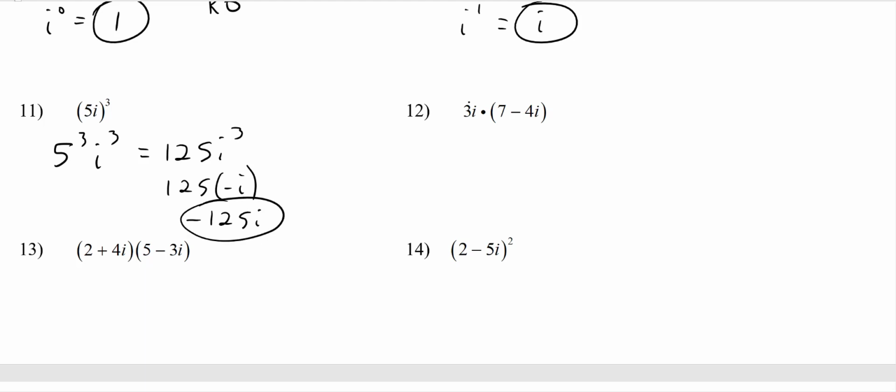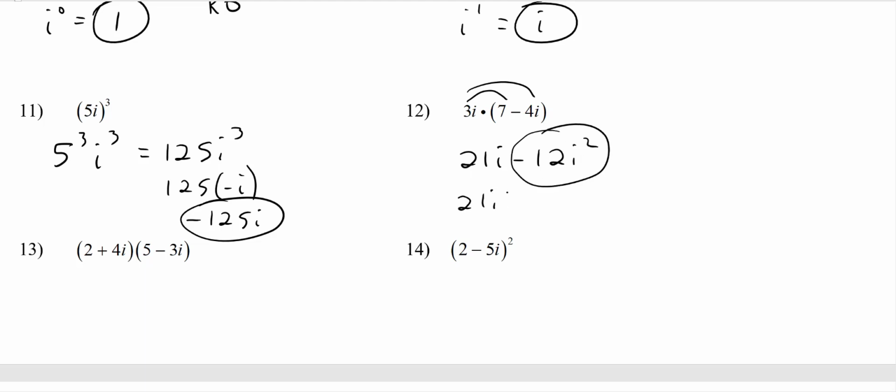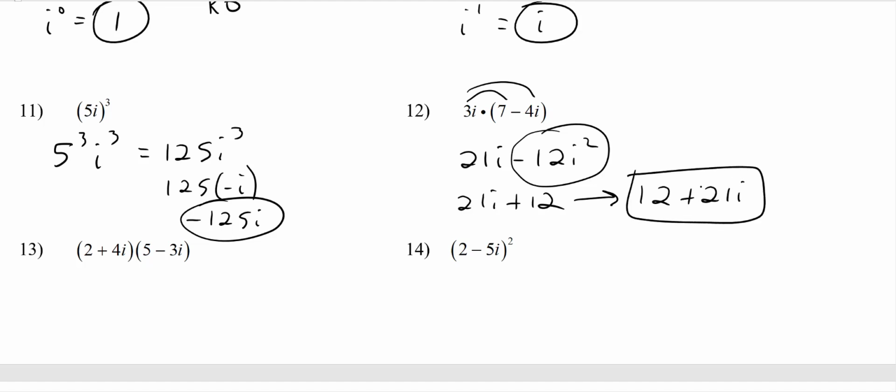Okay. This one is, you got to distribute the 3i. So 3i times 7 is, remember, you treat the I like an x. So that's going to be 21i. 3i times negative 4i is negative 12i squared. Remember what I told you to do with an I squared? You change the sign. So it's really 21i plus 12. Okay? And I would like you to write it as 12 plus 21i. That's standard form. Always the I is last. So 12 plus 21i.